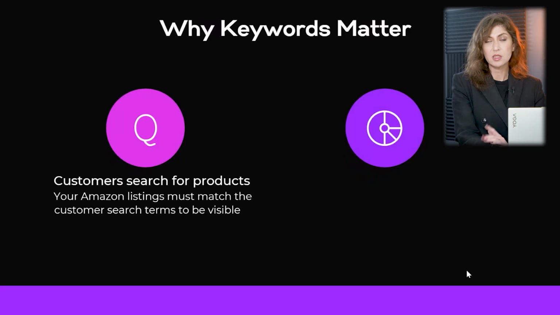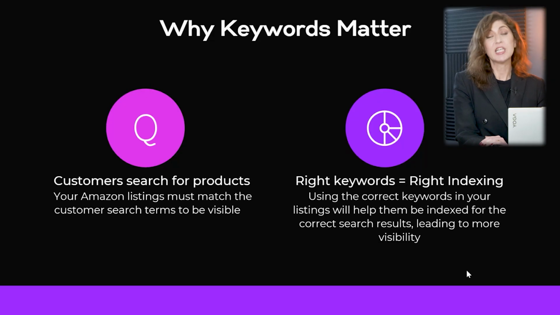Because customers just simply search for products, and your listings must match the customer search term to be visible for the customers. The right keyword equals the right indexing, meaning Amazon will quickly realize what your product is and show it to Amazon customers. Now, in order to build a master keyword list, we're going to be utilizing Helium 10 and in particular a tool called Cerebro, but we're also going to be utilizing no tools, so bear with me.